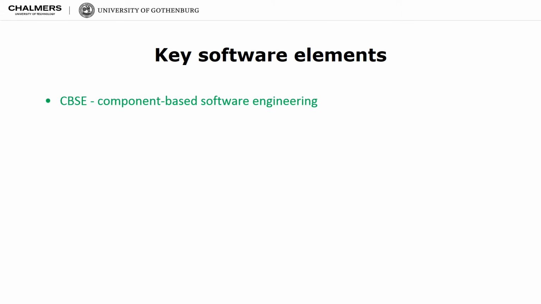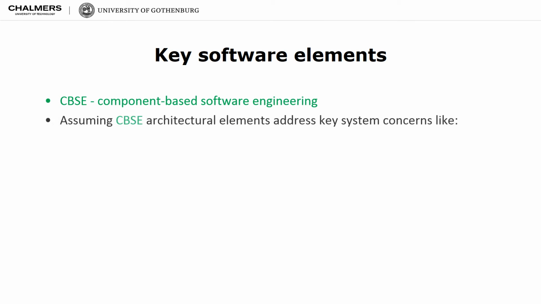Key software elements. Component-based software engineering is a branch of software engineering that emphasizes the modularity and composability of software systems. It is an approach to defining, implementing, and composing loosely coupled independent components into systems. We distinguish three different classes of architectural elements that are of importance when talking about architectural designs.